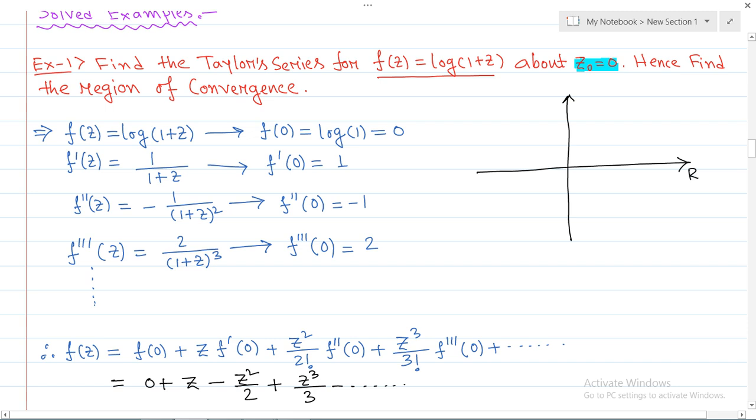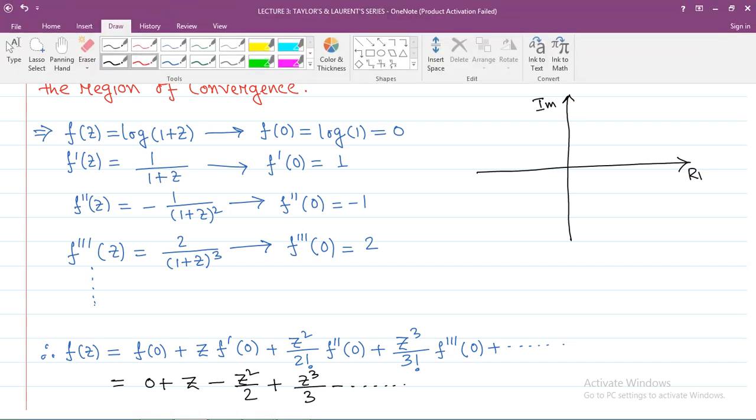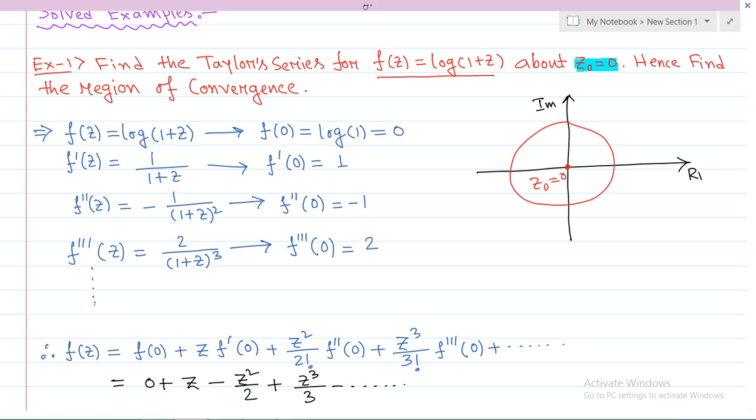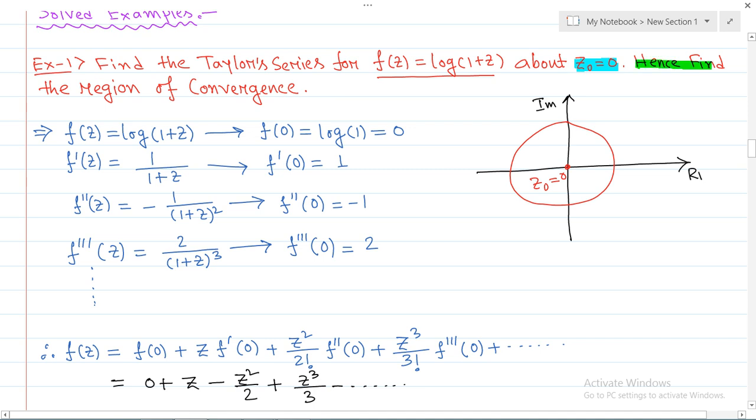So here it is the real axis, here it is the imaginary axis, and now the series we have to draw has its center at the point z0 equal to 0, right? Now one circle will be there over which we have to find the Taylor series. In this question, one extra part has been given, that is the interesting part: find the region of convergence.